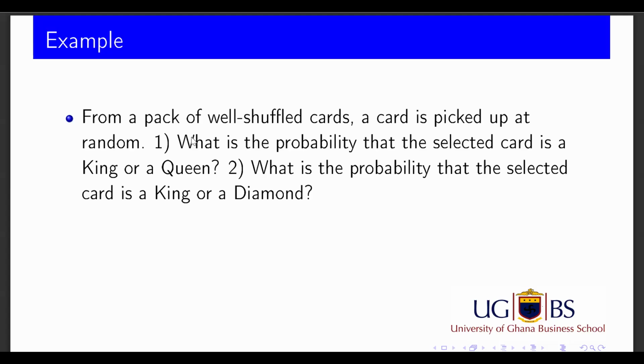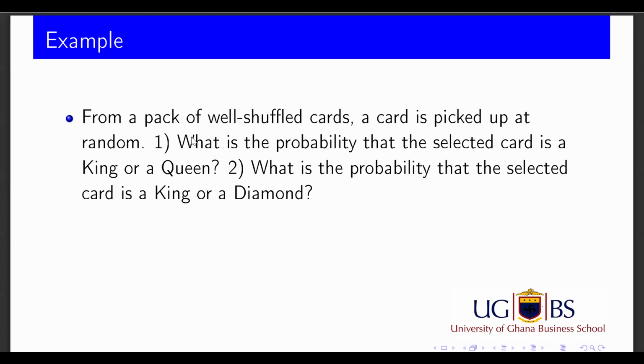The probability of a king will be what? 4 over 52. And then for the probability of a diamond, 13 over 52. Okay. And now we are talking about, what was the question? A king or a diamond?